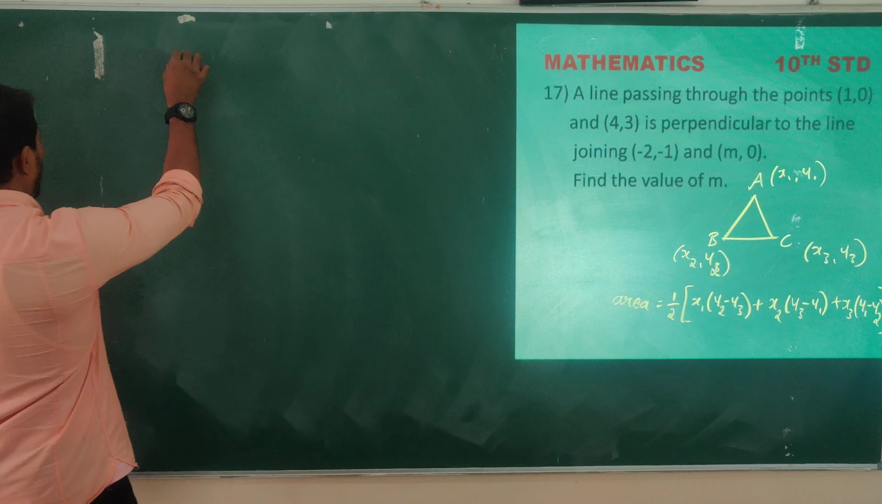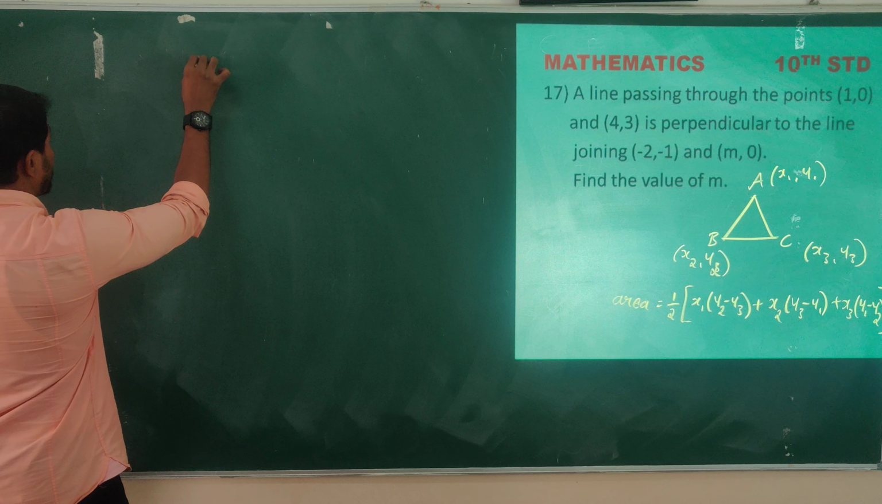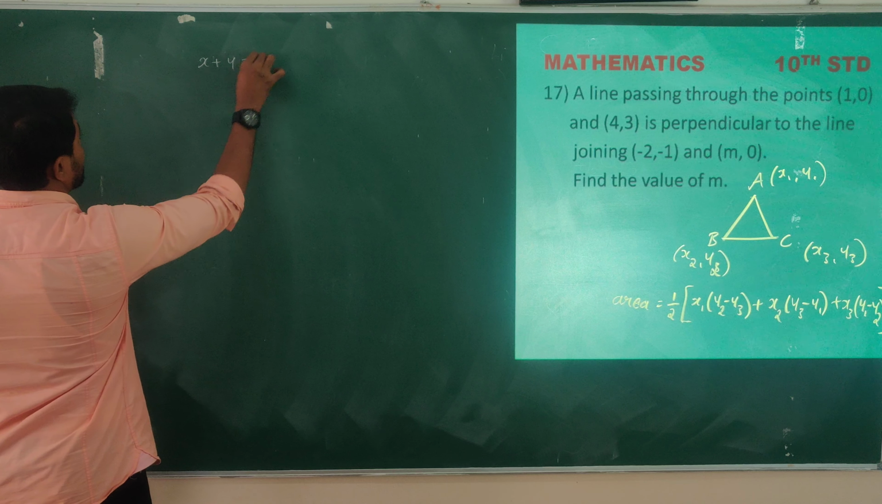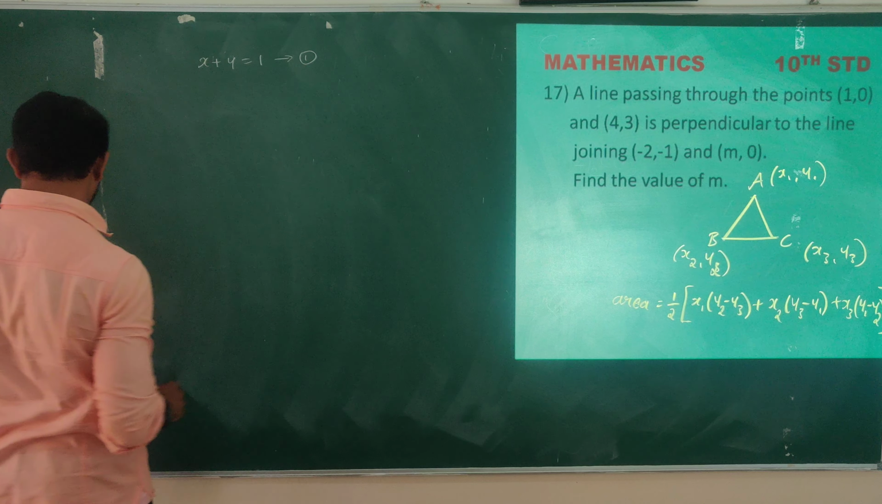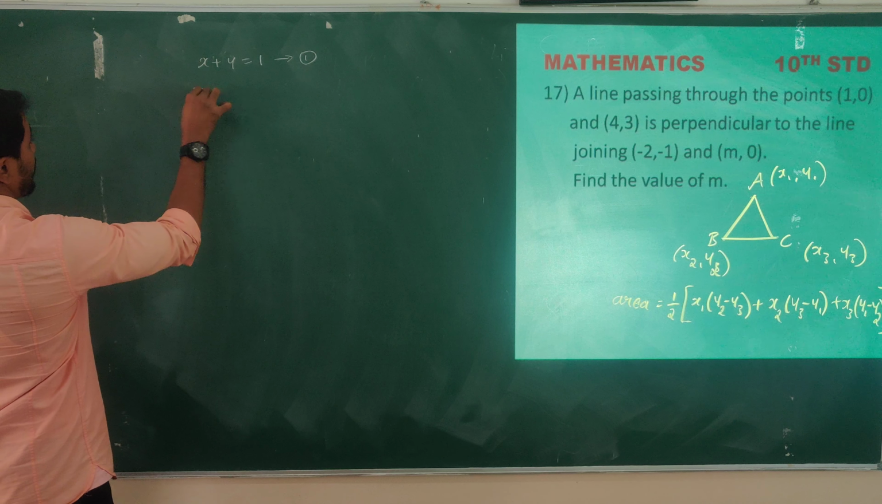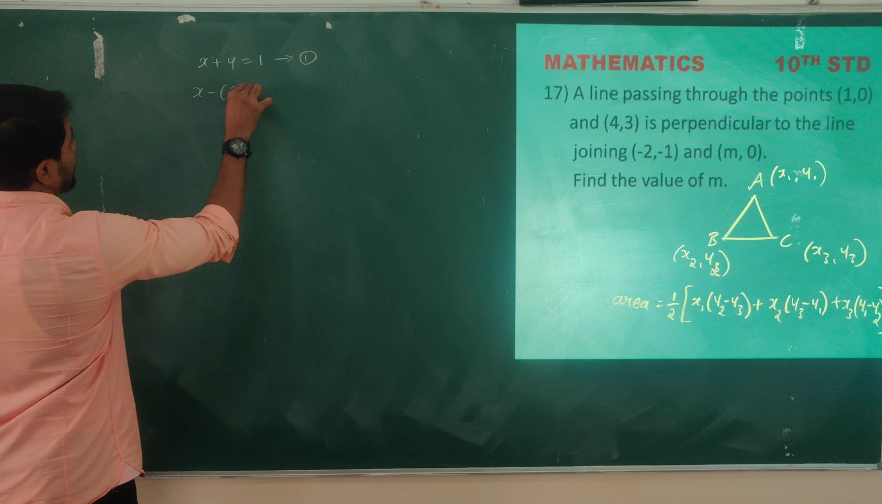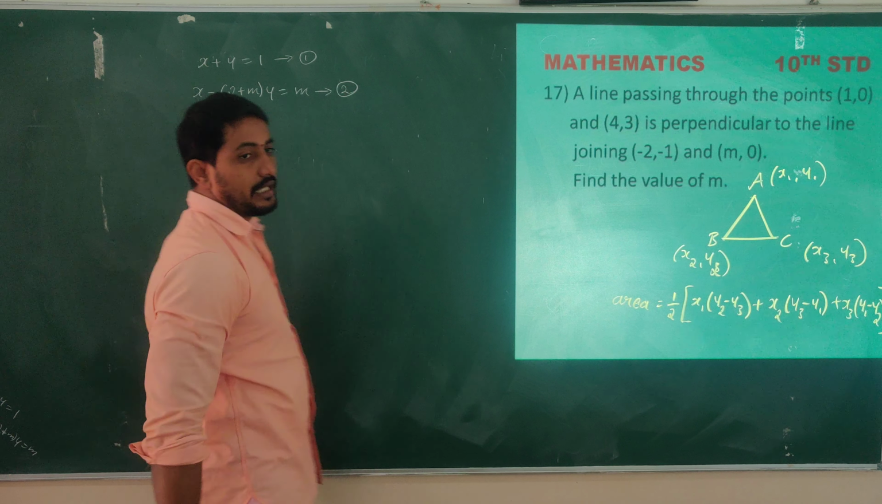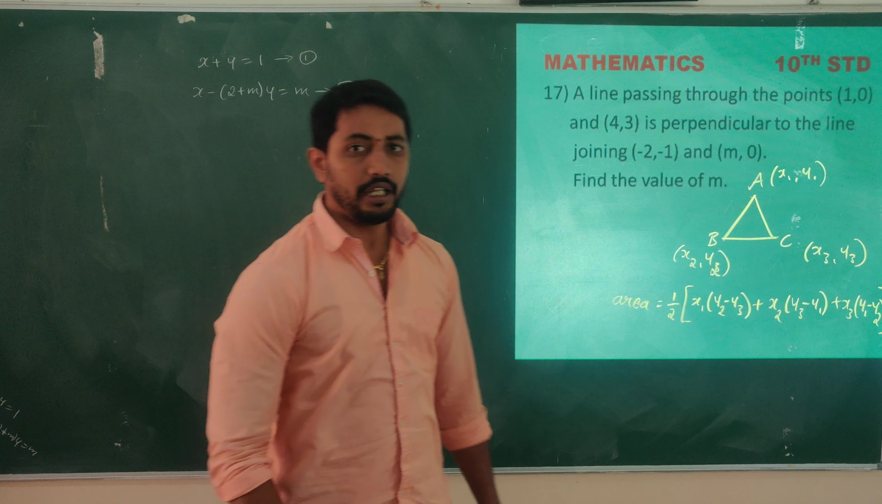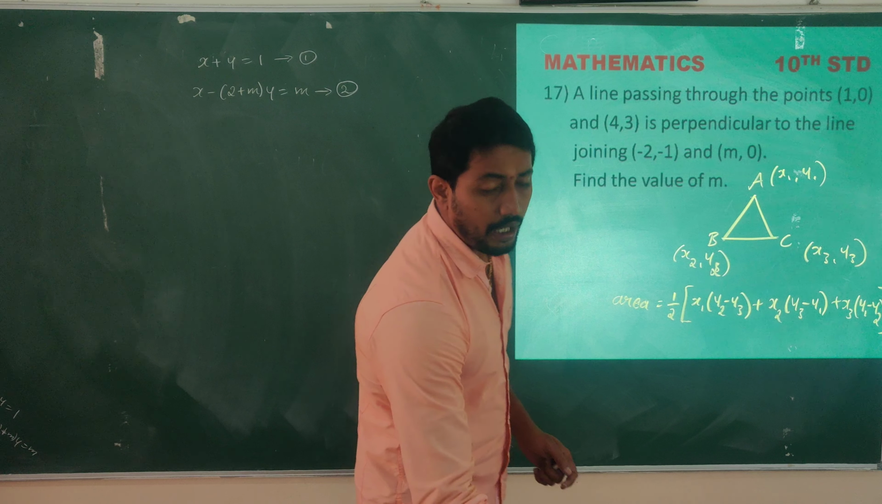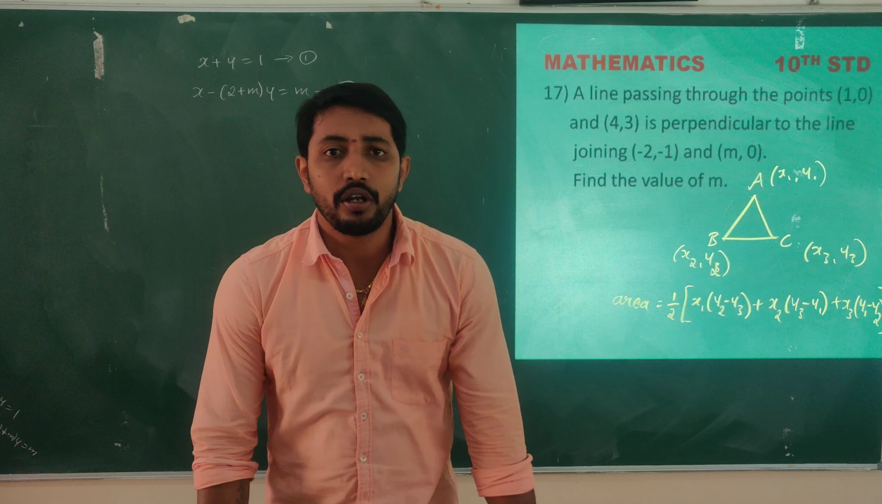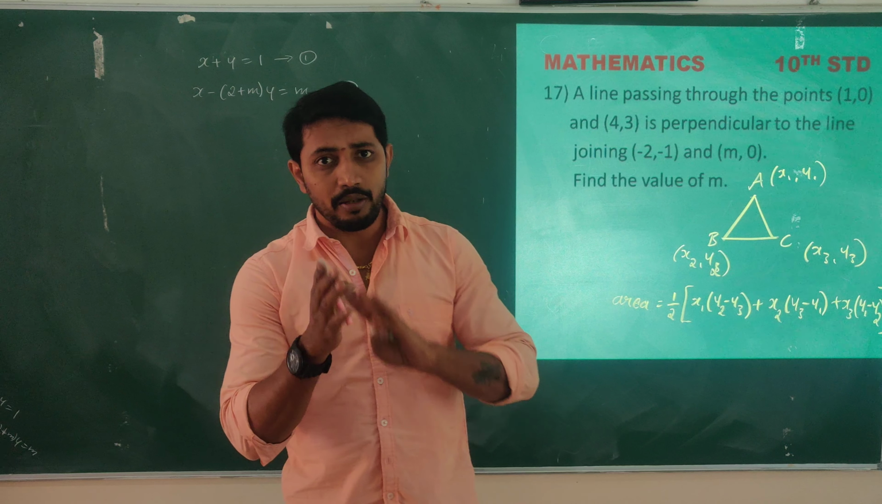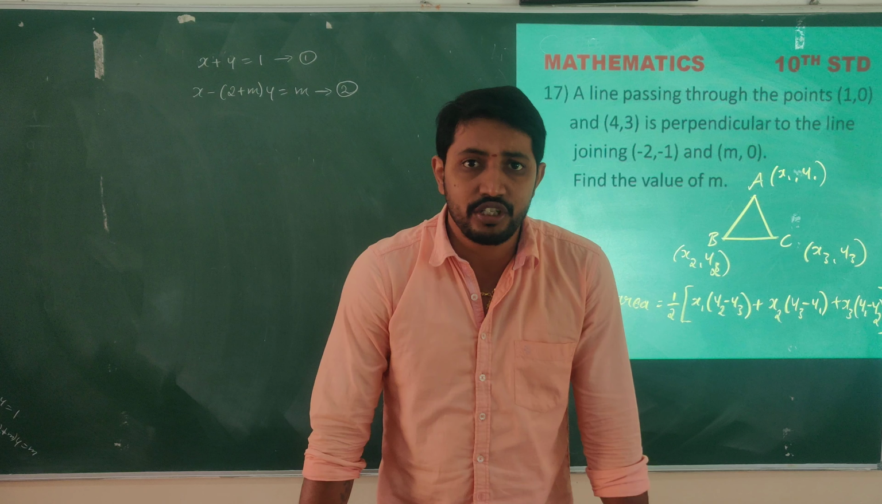Now I am rewriting those 2 equations: x plus y equal to 1 was the first line equation, and x minus (2 plus m) into y equal to m was the second line equation. Next, I am going to tell you one of the important formulas, the condition for which lines are perpendicular.